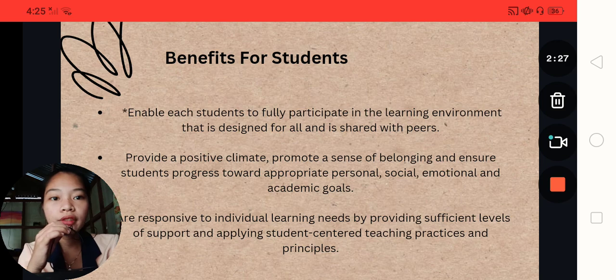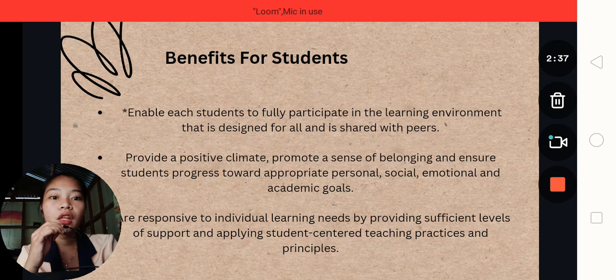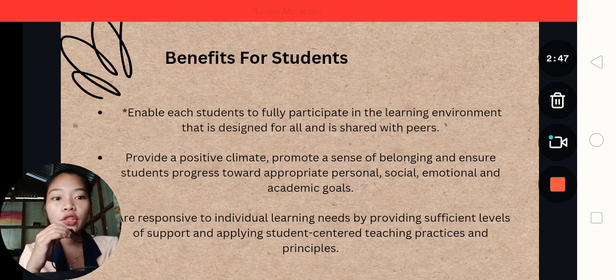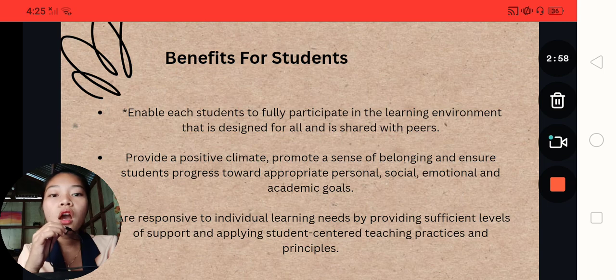Benefits for students. It enables each student to fully participate in the learning environment that is designed for all and is shared with peers. It provides a positive climate, promotes a sense of belonging, and ensures students progress toward appropriate personal, social, emotional, and academic goals. It is responsive to individual learning needs by providing sufficient levels of support and applying student-centered teaching practices and principles.